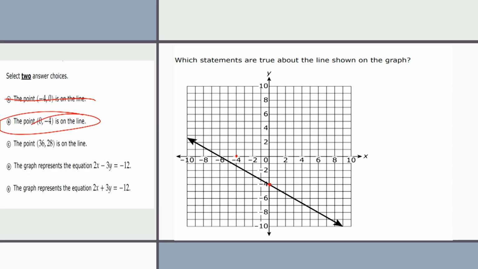The point 36, 28. Well, I don't even see that. So I'm going to say no because I cannot say for sure by being shown on this graph. So that is not the answer. The graph represents the equation 2x minus 3y equals negative 12. Well, Ms. Killen, how would I know that? I would plug that into Desmos and see if I have this point on Desmos. When I plug that into Desmos, I do not get that. So let's try E. The graph represents 2x plus 3y equals negative 12. When I plug that into Desmos, this one is my answer choice.